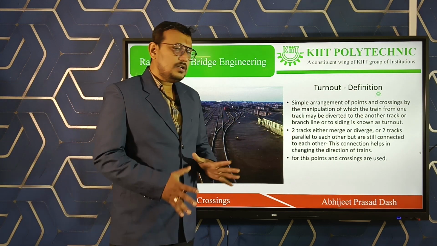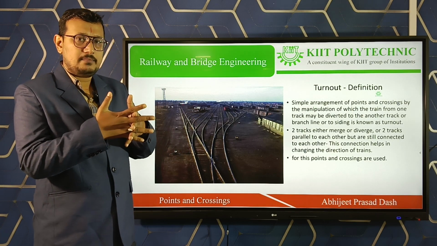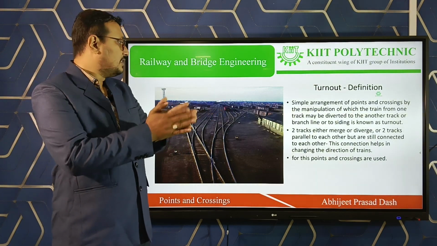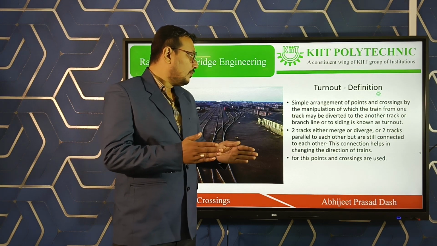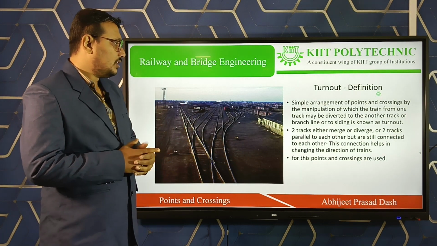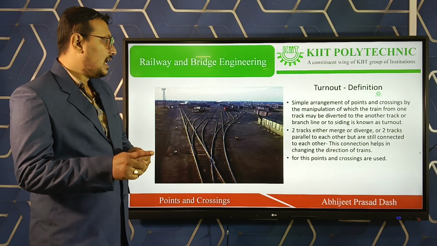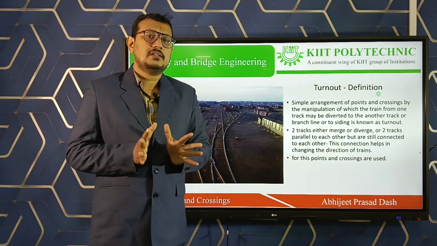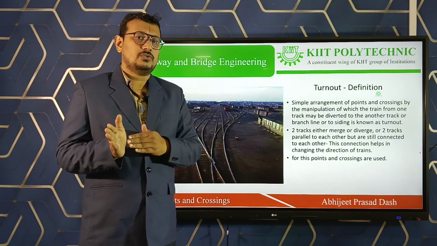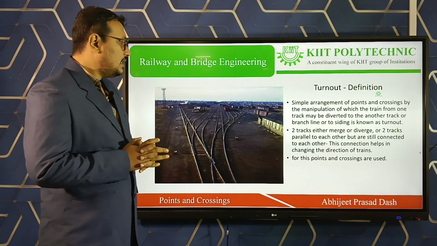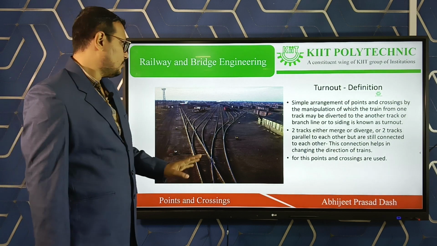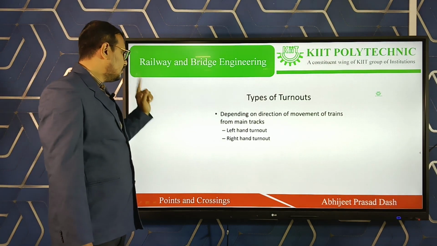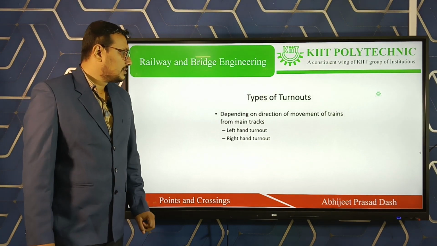Two tracks either merge, or they are diverging, or two tracks run parallel to each other but are still connected to each other. This connection helps in changing the direction of the train. This is a turnout. For this, points and crossings are used to make a turnout.